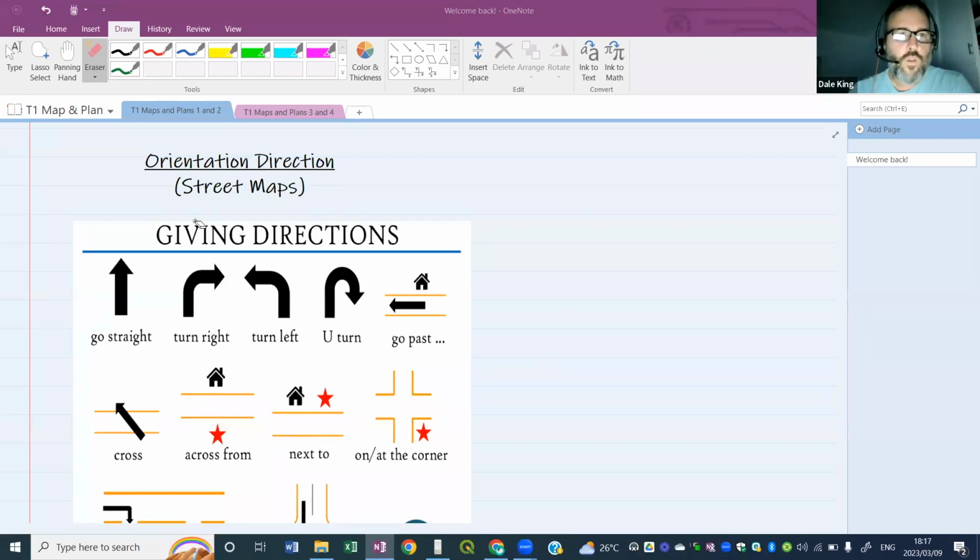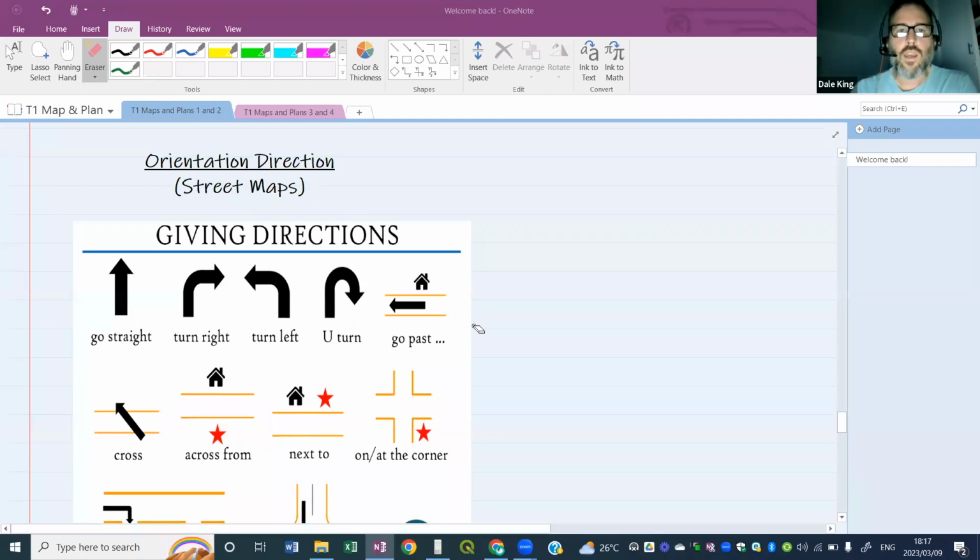So when you talk about orientation direction, this is usually on street maps. If you see a street map in the exam, they're probably going to ask you questions like, describe a route that could be taken from point A to point B. Okay, and then you have to write sentences out.